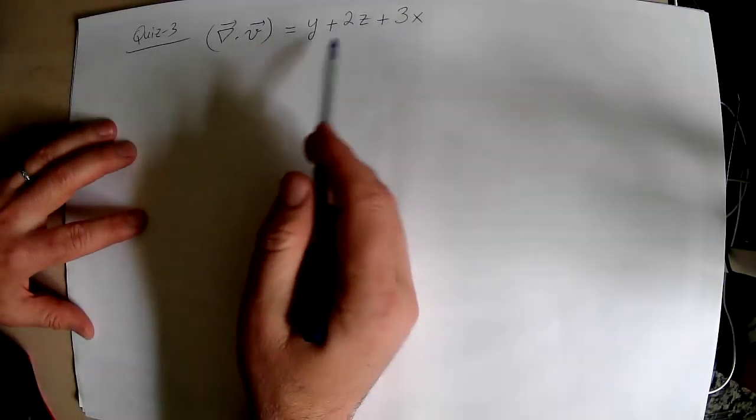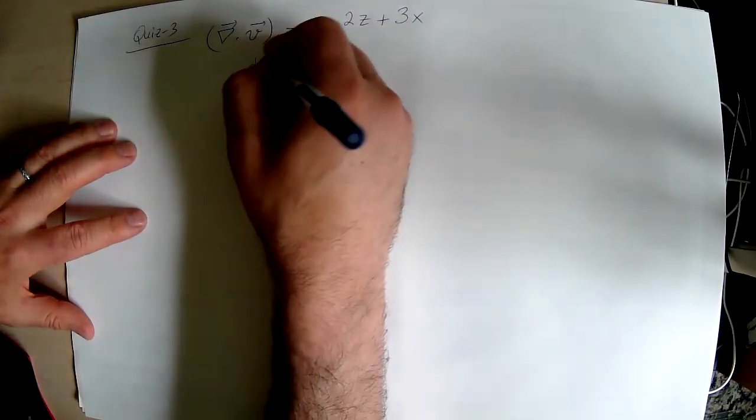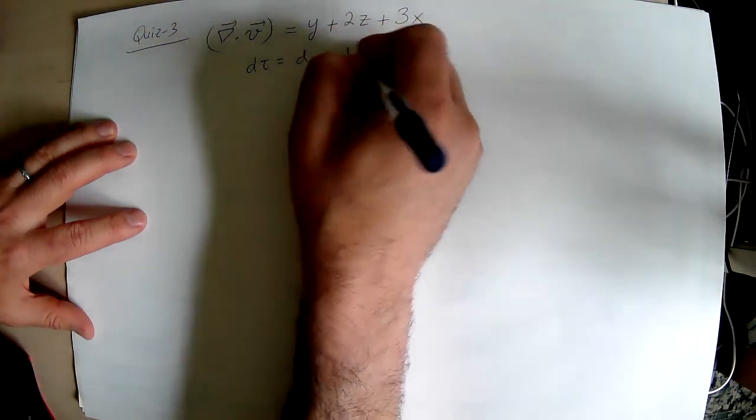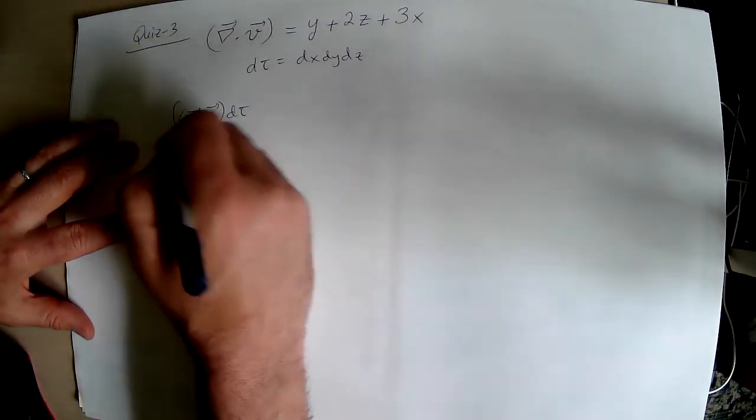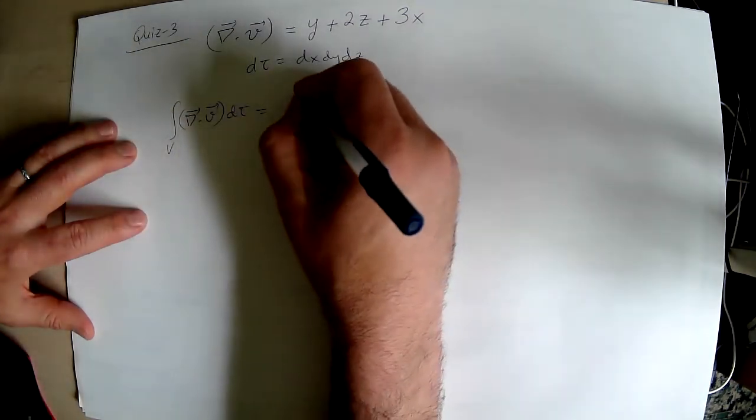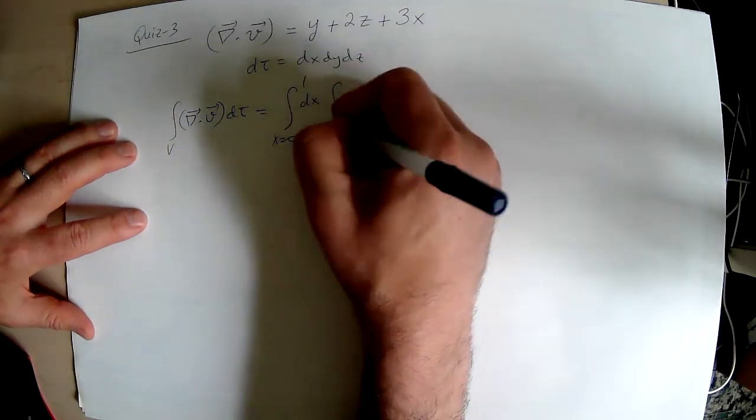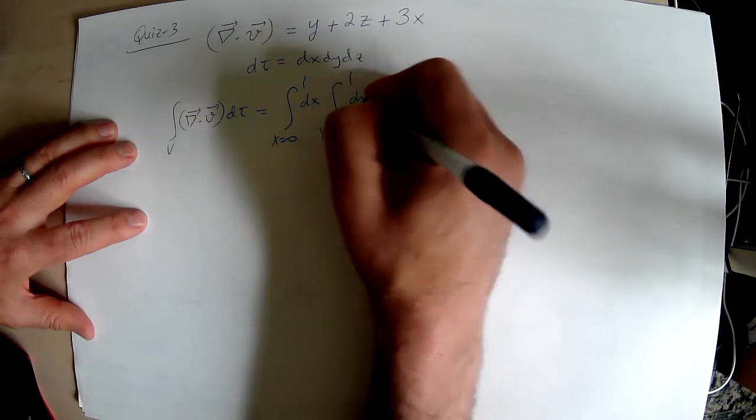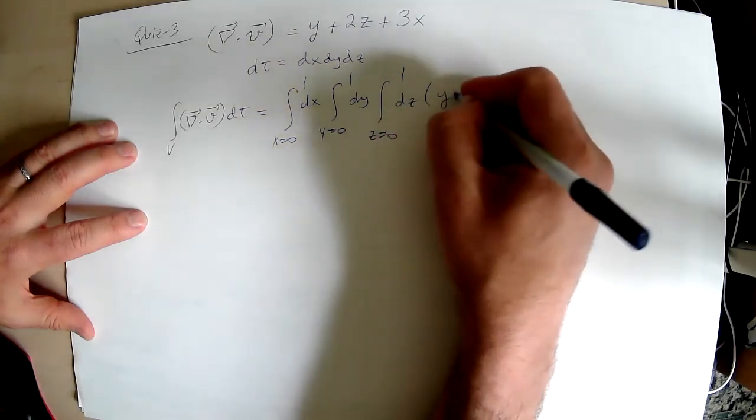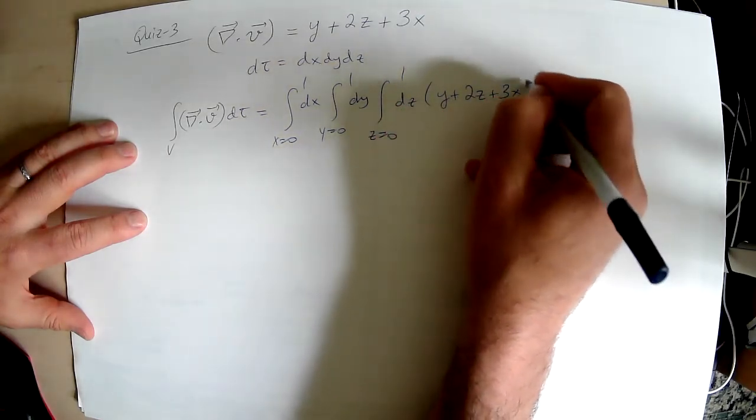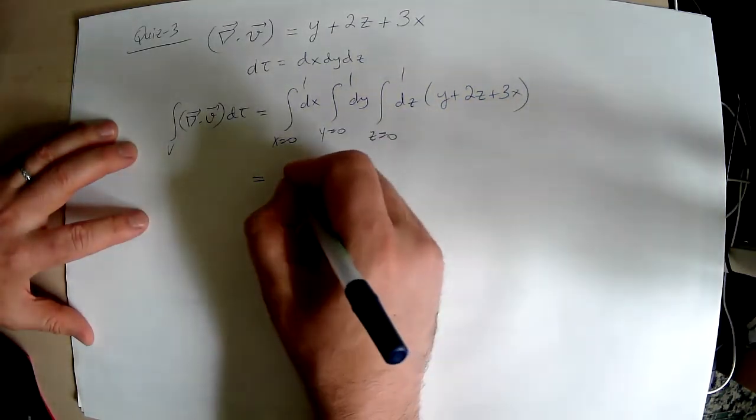All the integration limits are x, y, and z 0 to 1, and d tau should be dx, dy, dz. So that means divergence of v d tau over this volume will be, okay, x equals 0 to 1 dx, y equals 0 to 1 dy, z equals 0 to 1 dz of y plus 2z plus 3x. All right, I decided to take z integral first. Let's go ahead and do that.